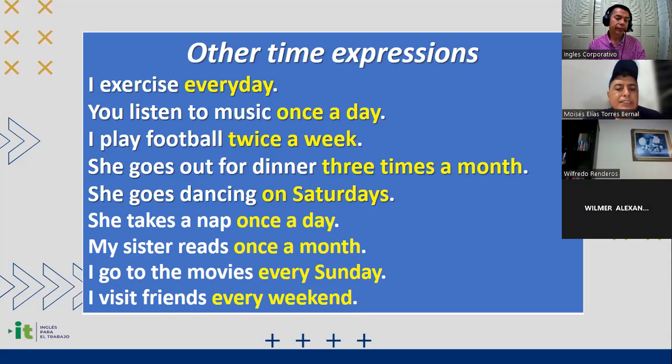My sister reads once a month. My sister reads once a month. I go to the movies every Sunday. I visit friends every weekend.